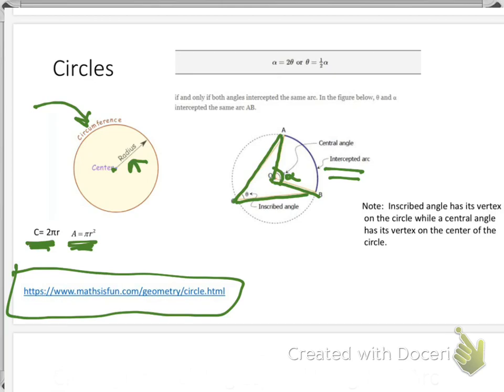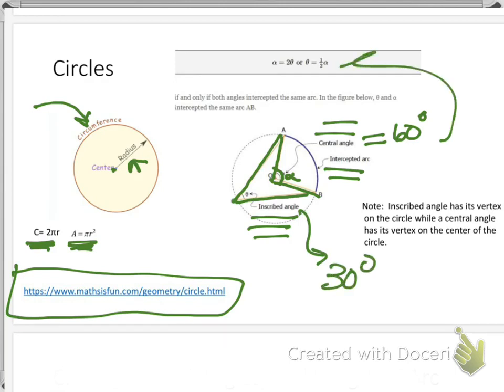that's called an inscribed angle. So here's another second vocab word. Central angle and inscribed angles. Central angles and inscribed angles have relationships. So for example, if the central angle, let's just say it is 60 degrees, then the inscribed angle would be half of it, 30 degrees. And that's what this formula tells you.